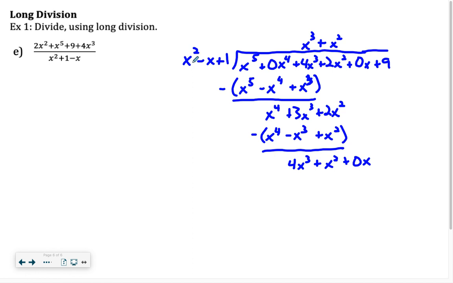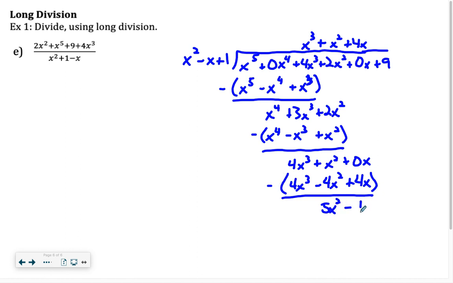Then x squared times 4x would get me 4x cubed. So 4x times all of this would be 4x cubed minus 4x squared plus 4x. And subtract. So x squared minus negative 4x squared would be 5x squared. 0 minus 4x would be minus 4x. And then I'm bringing down the 9.